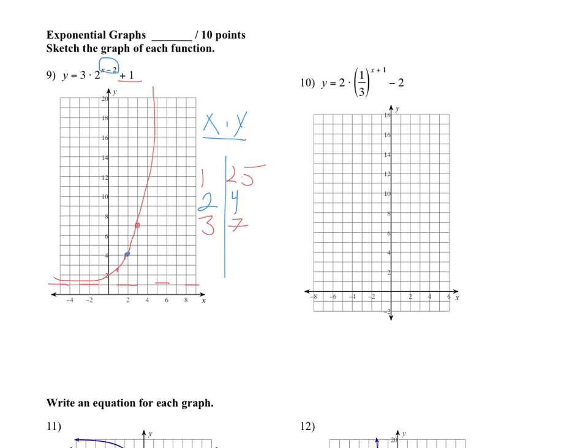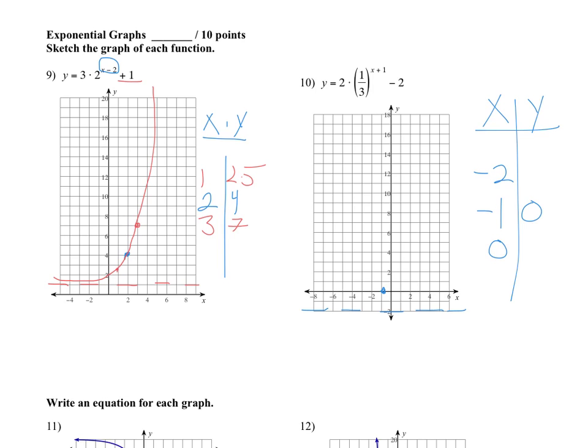Okay, second one, same deal. We're going to start out with whatever makes that exponent 0. So in other words, negative 1. 2 times 1 is 2, minus 2 is 0. Negative 1, 0 is my first point. I'm going to take this time to show my asymptote as well. Right at the bottom of my graph, I'm going to go down 1 and up 1 from there.